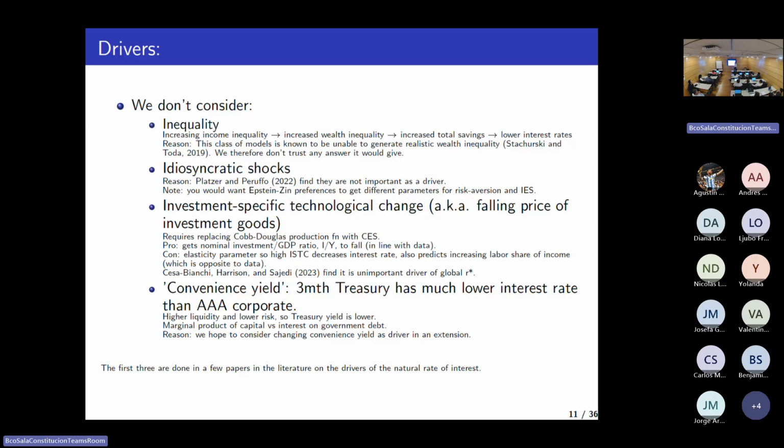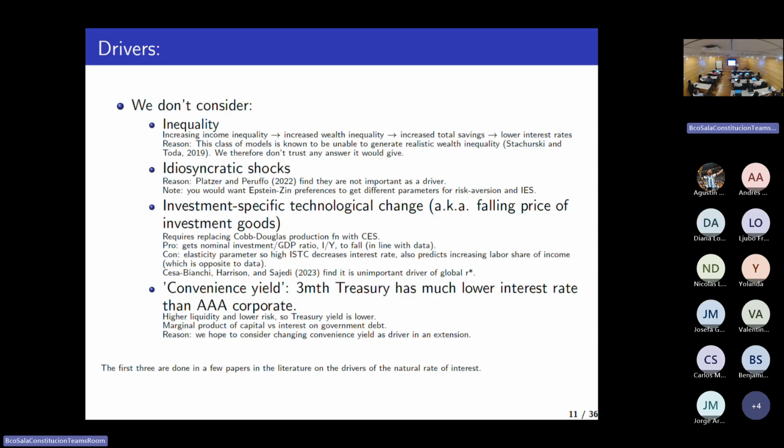And the reason was based on the mechanism in the model would be that increased income inequality leads to increased wealth inequality, leads to more assets, leads to a lower return on the assets, which is a fall in the natural rate of interest. But we know, analytically proven, that this class of models can't generate realistic wealth inequality.